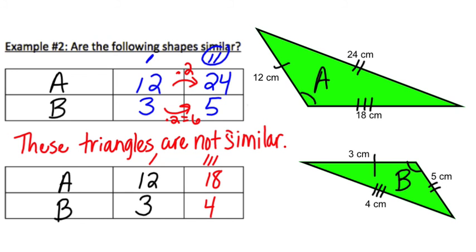You could cross multiply 12 times 4, 18 times 3, see if you get the same answer. You could take the ratio 12 to 3 and simplify it. You would actually get 4 to 1. And you could also take the ratio 18 to 4 and simplify it. You're going to get 9 to 2. So either way, any method you use, you're not going to get the same ratios. And so again, these figures are not similar because they are not proportional. And we just showed you here that there are multiple ways to check for that.